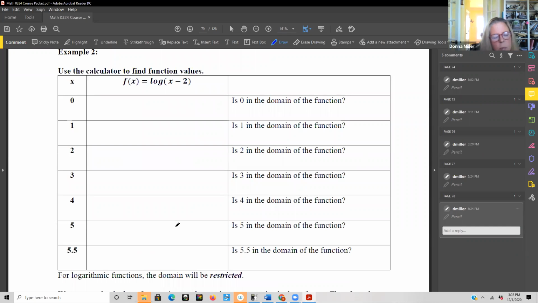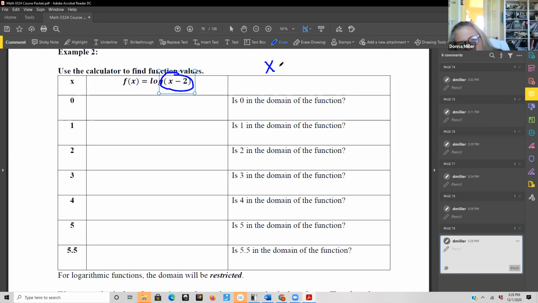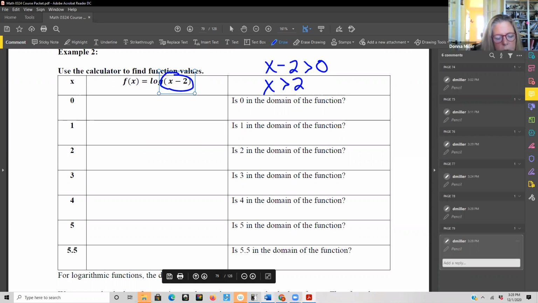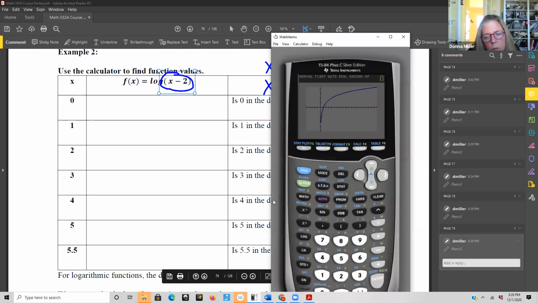So one of the things to keep in mind, and I'm going to do it this way before I do it in the calculator. Whatever's in the log, you can't take the log of a negative, so it has to be greater than 0. All right, so if I set whatever is in there greater than 0, and I move the 2 over, I get x is greater than 2. So this tells me the domain of this should be every number bigger than 2. All right, so let's take a look at this. So I'm going to graph it. Log of x minus 2.